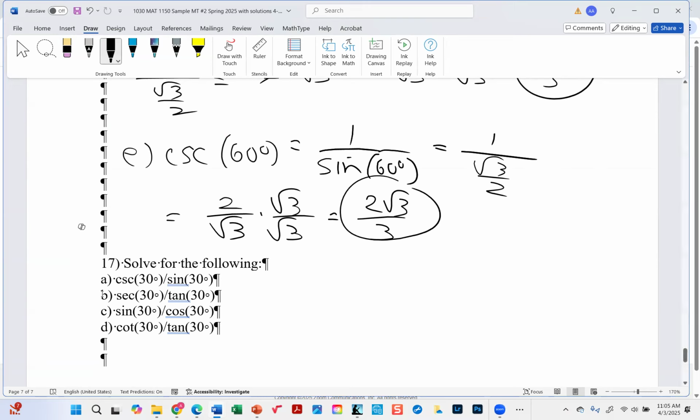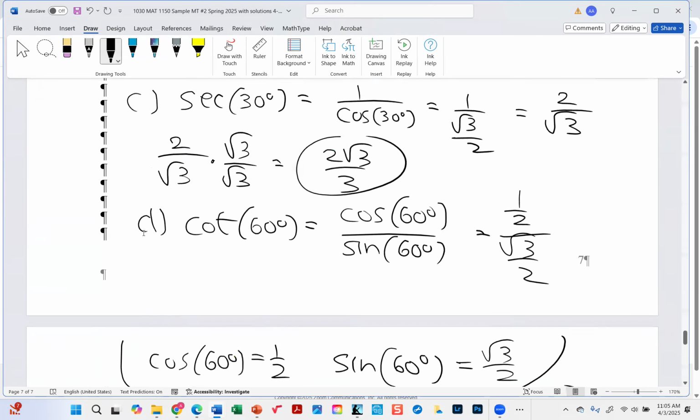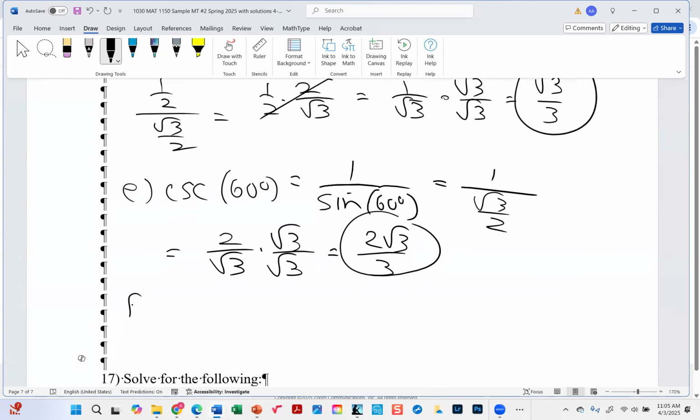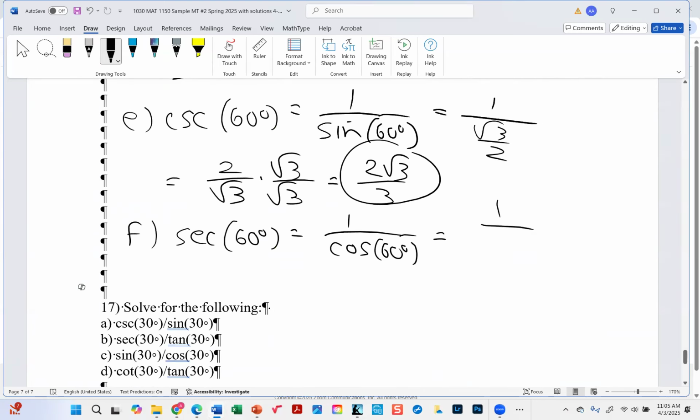Great. Then we have, I think there's one more, F. Oh yeah, secant 60. Great. 1 over cosine 60. And from up here, we saw that that's 1 over 1/2, which means it's just simply 2. Beautiful. Yeah, we like these nice ones.